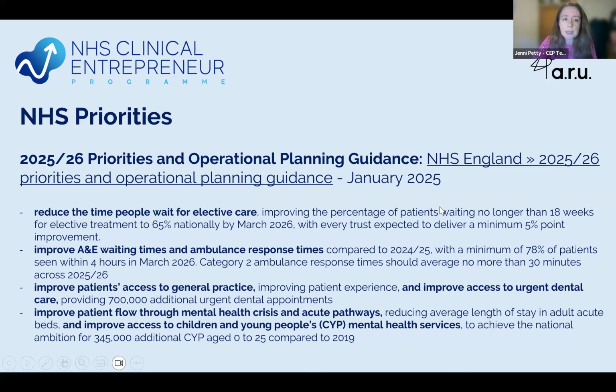Another document that you could look at is the NHS 2025-26 Priorities and Operational Planning Guidance, published in January 2025. It sets out the key priorities for the year ahead. For example, reducing the time that people wait for elective care, improving A&E waiting times and ambulance response times, improving patients' access to general practice as well as to urgent dental care, improving patient flow through mental health crisis and acute pathways, and improving access to children and young people's mental health services.